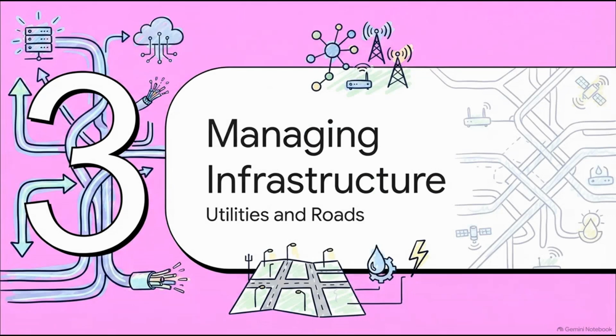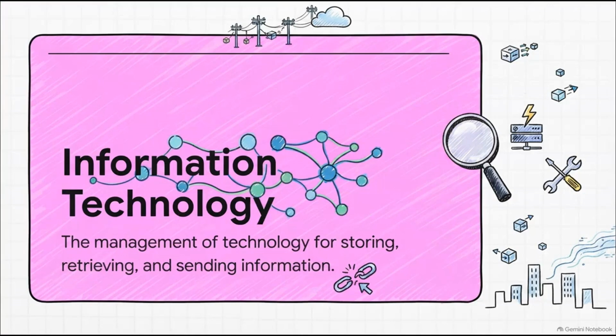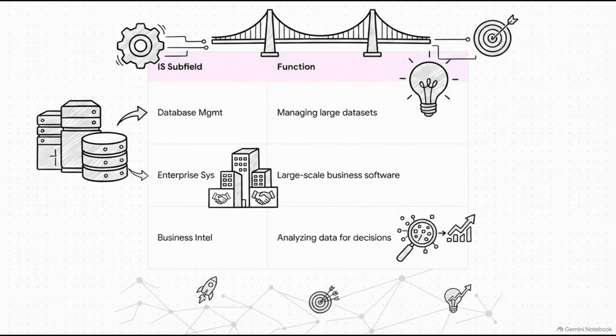Section 3, Managing the Infrastructure, Utilities, and Roads. Once the software is built, how do we keep the data flowing? This is where information technology takes center stage as the city's critical utilities. It covers network administration and providing that essential technical support that keeps the whole infrastructure humming. If a server goes down or a network bottlenecks, these are the folks who jump in to get the city moving again.